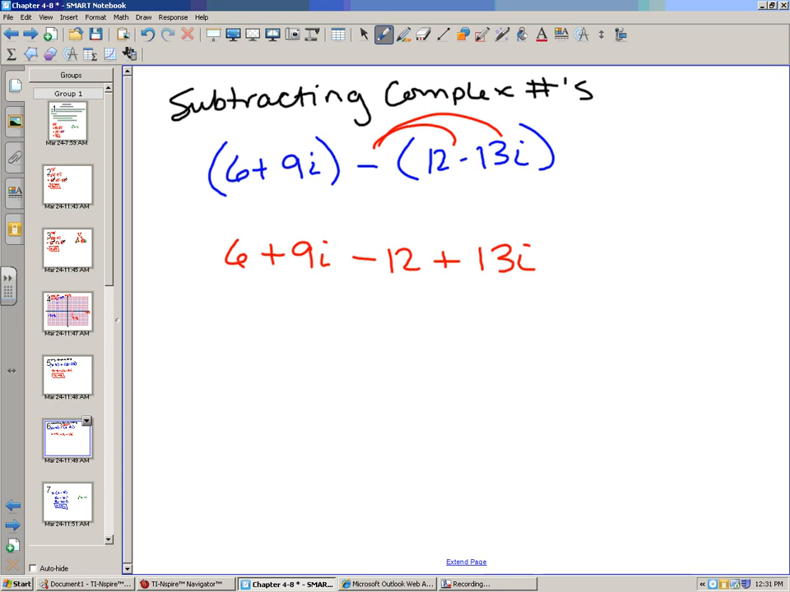What is 6 minus 12? Negative 6. What is 9i plus 13i? Plus 22i. Notice how I'm always writing it as a plus bi, a being the real number, bi being the imaginary.